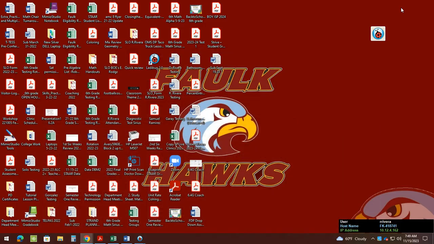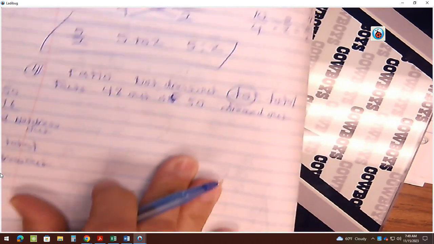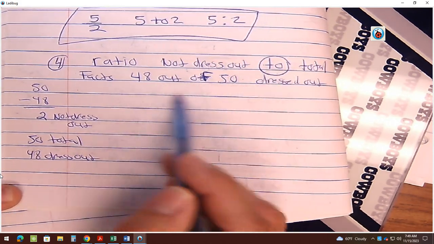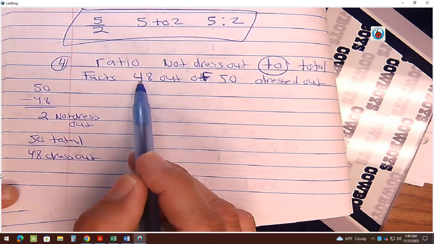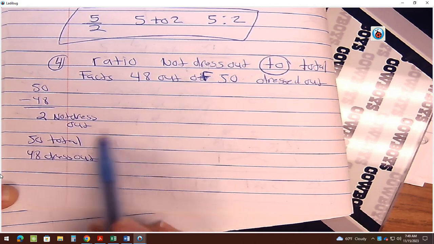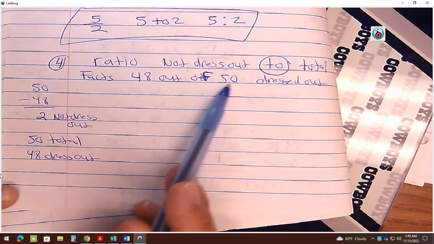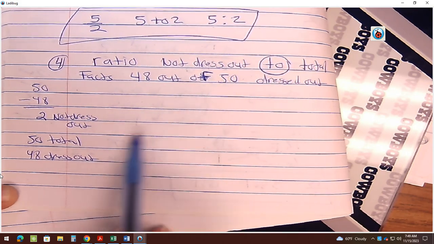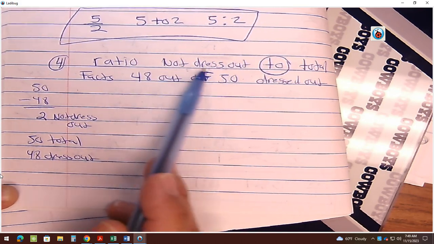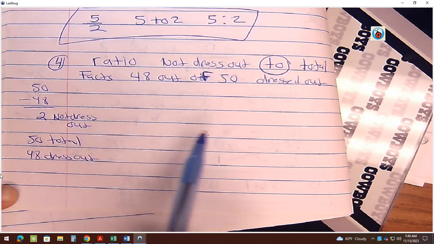Okay, so let's go back to the problem. So the reason I did all this is so you can understand that every single part of this problem has a label. The 48 are the ones that dressed out. That's what we have to read carefully. The 50 would be the total because anytime you see the words out of, that means that's the total. Out of 50, 50 is the total. And then two that are not dressed out, they didn't tell me that, but since they're asking me about that, the question wants not dressed out, I had to subtract the 48 that dressed out so I can find the two that did not dress out.